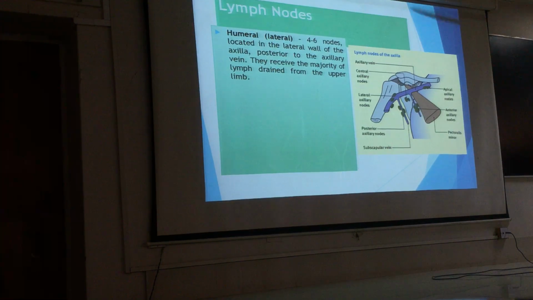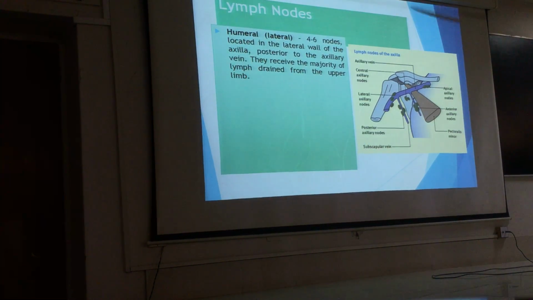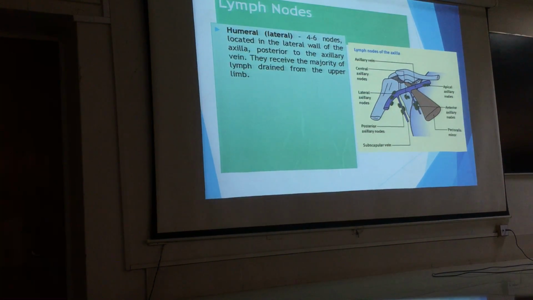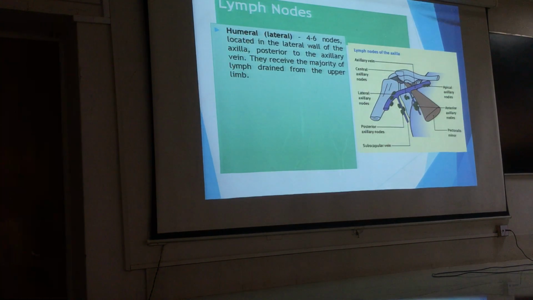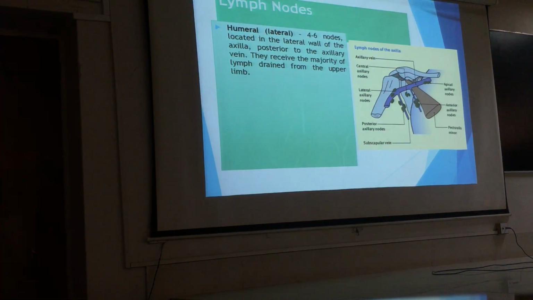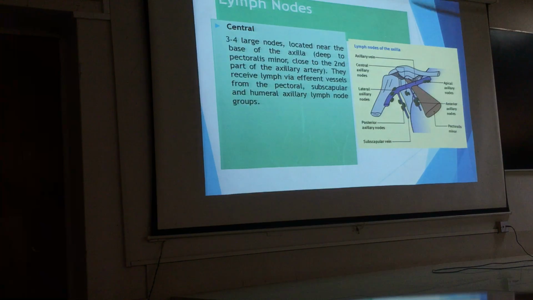Now, I told you this is the primary drainage of the upper limb. The primary drainage of the upper limb is coming and draining into the lateral or the humeral group, because we have seen the superficial lymphatics which were connected to the basilic vein were going and draining into the lateral group, and the deep lymphatics which were related to the arterial course were also going and draining into the lateral group of the axillary lymph nodes. So this is the major drainage of the upper limb, from where it is receiving the lymphatics.